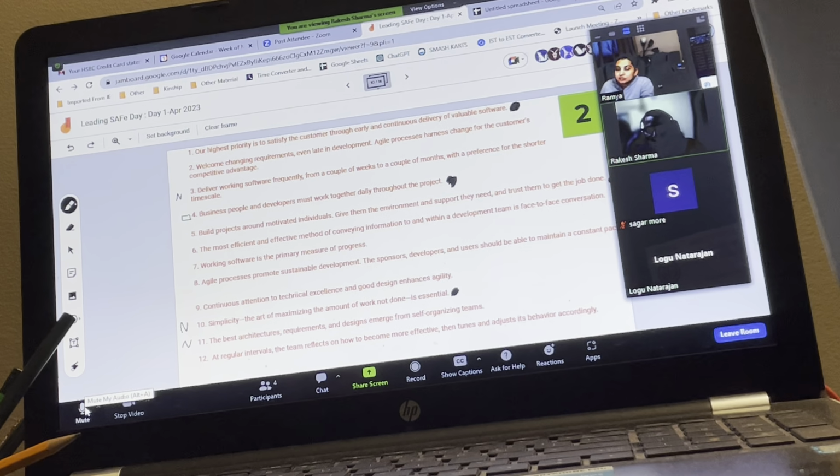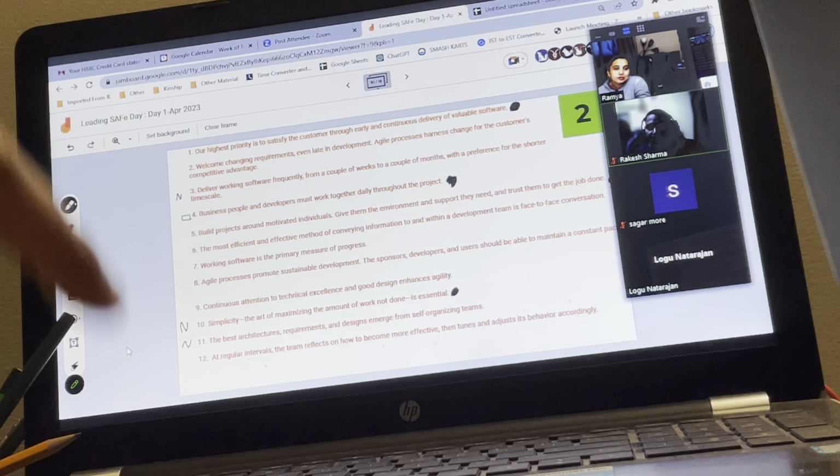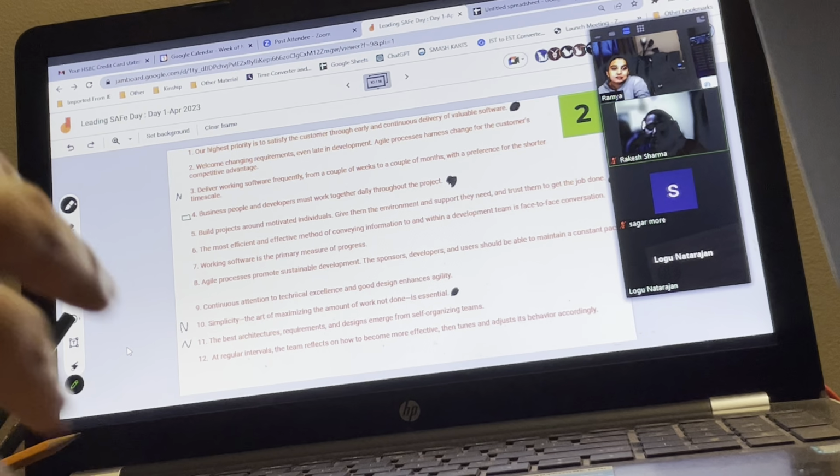Okay, Ramya. I voted for the fourth principle. When it is 100, or more than 1,000 or something, I believe that business people like the BOs can't focus on individual teams.